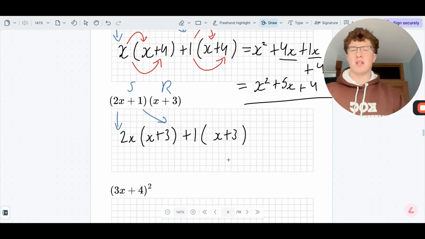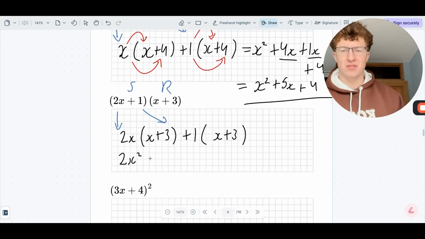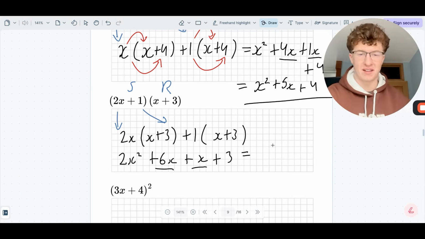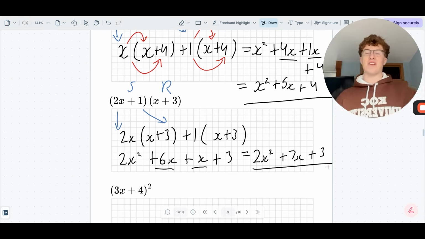Now again, multiply out these brackets. 2x times x, 2x squared. 2x times 3, plus 6x. 1 times x, plus x. And then 1 times 3, this is going to be plus 3. Again, we have the 6x here and the 1x here. So we're going to add them together to get 2x squared plus 7x plus 3. And that's the answer to that question.